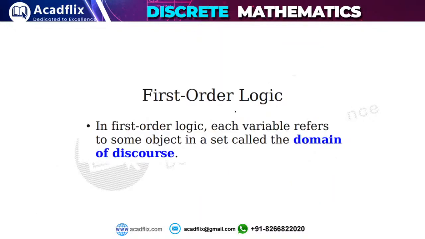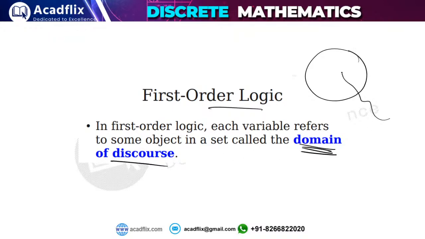Now in first order logic, the first thing is we are talking about some universe. That universe is called the domain of discourse. This is just a name. Domain or universe. So our variables will take values from that domain. So the domain is important.